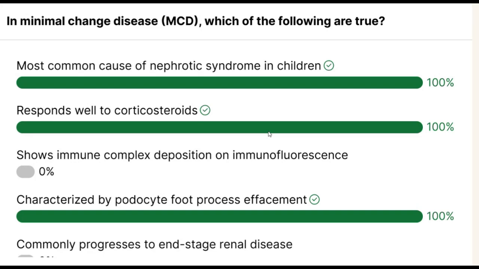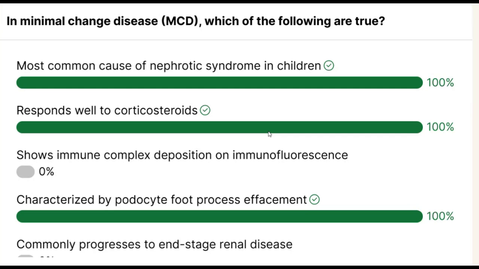Shows immunocomplex deposition on immunofluorescence is wrong. The minimal change disease is because of cytokine injury, basically causing podocyte foot process effacement and loss of the charge, and consequently nephrotic syndrome, hypoproteinemia, loss of proteins more than 3.5 grams per day, and edema.